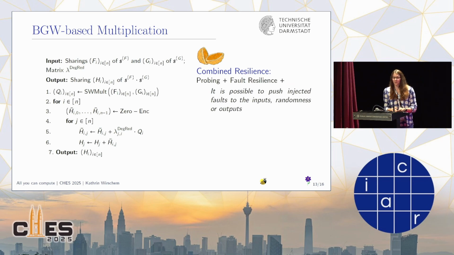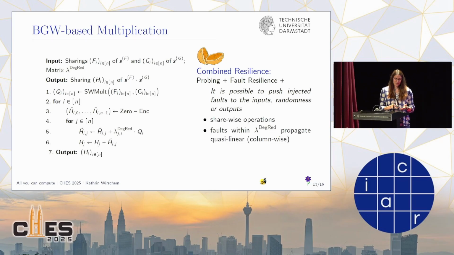Last but not least, we wanted to have combined resilience. And we obtained this by having the probing and the fault resilience together with something more. And something more is that we say, okay, it needs to be possible to push any injected fault to the input, the randomness, or the output. And this we again obtain due to the share-wise operations as well as the construction of our degree reduction matrix, where basically whenever a fault is injected to the construction of this matrix, this propagates at most column-wise, which then results in just one fault in the output.